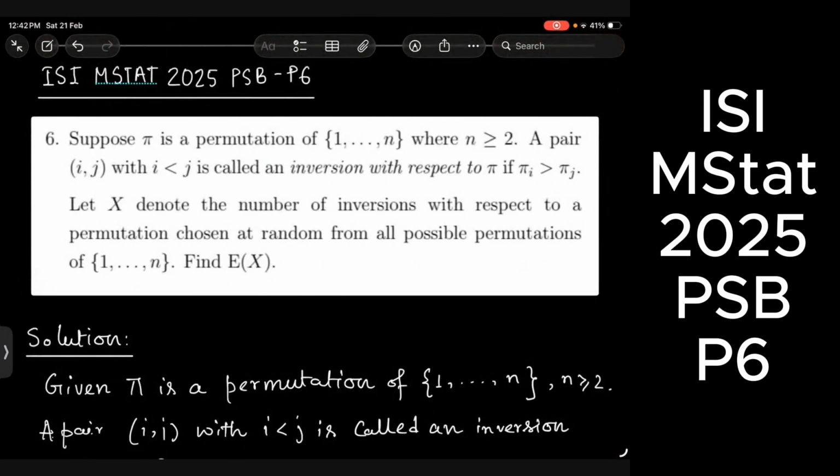So problem 6. It's given that pi is a permutation of 1 to n, where n is greater than or equal to 2. A pair ij with i less than j is called an inversion with respect to pi if pi i is greater than pi j. Let x denote the number of inversions with respect to a permutation chosen at random from all possible permutations. Then we have to find the expectation of x. Tell me, have you got the problem or not?